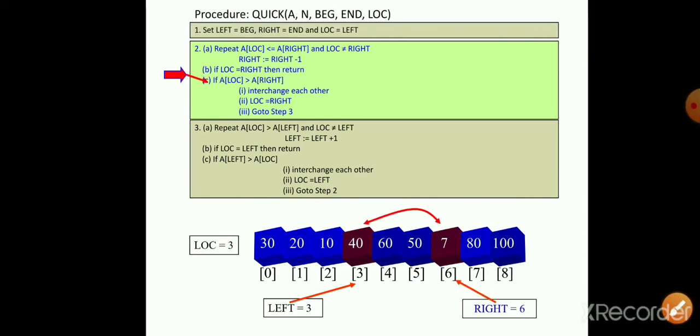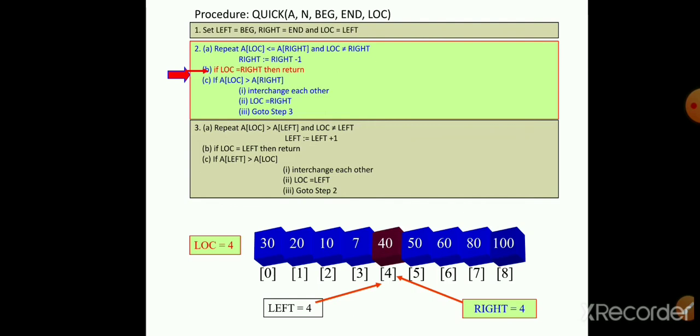So here we are going to check whether 40 is greater than 7. Yes, 40 is greater than 7. So 7 should be at the left hand side and 40 should be at the right hand side. Now again here we have to check, 40 is less than 60. So 60 should be at the right hand side of the 40. So we are going to do it like this.